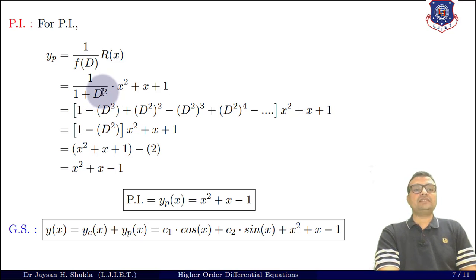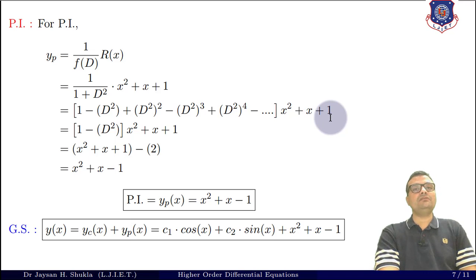So now I will expand this whole term 1 upon 1 plus D square as 1 upon 1 plus t with t equals D square. So it will be 1 minus t plus t square minus t cube plus t raised to 4 and so on, with t as D square. So it is 1 minus D square plus D square whole square minus D square whole cube plus D square whole raised to 4 minus and so on up to infinity on x square plus x plus 1.